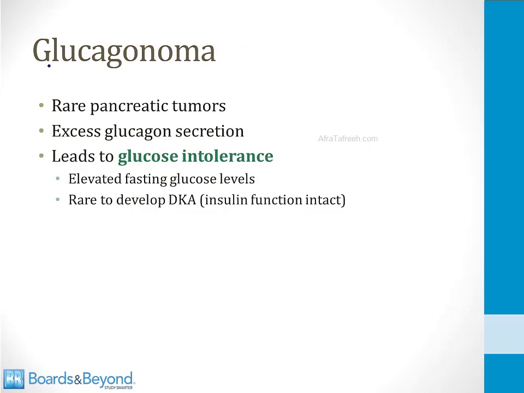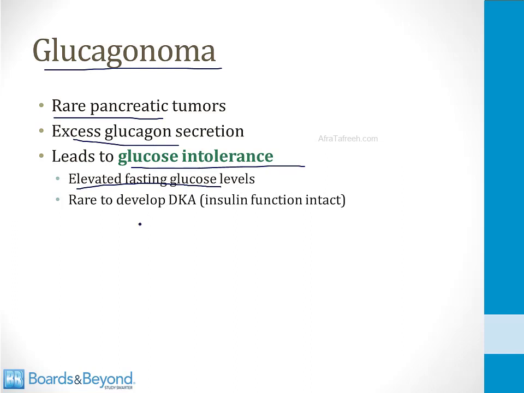The second hormone-secreting tumor of the pancreas we will talk about is a glucagonoma. This is also a rare pancreatic tumor that results in excess glucagon secretion. And this presents essentially looking like diabetes. The patient will have glucose intolerance. They will have elevated fasting glucose levels because glucagon levels are always high.